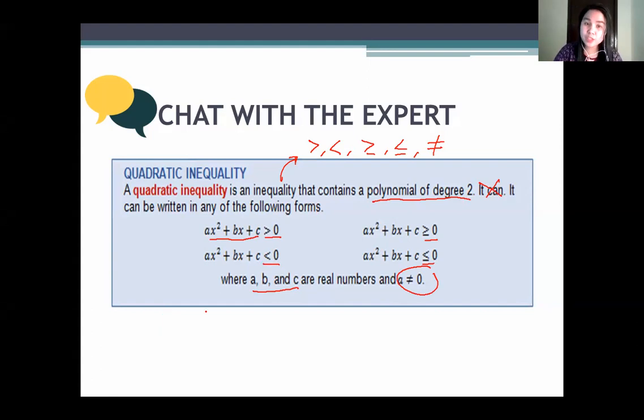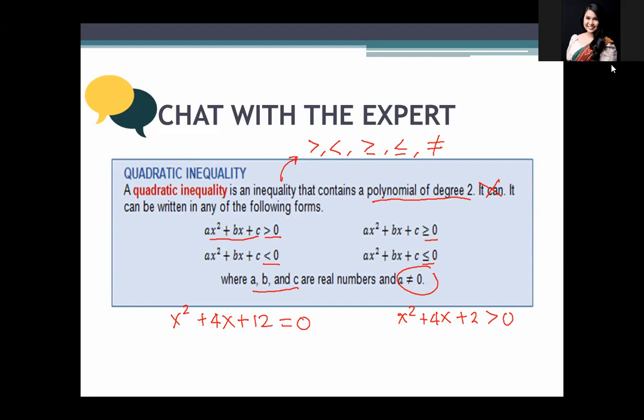So again, how is it different from a quadratic equation? If a quadratic equation is written as x squared plus 4x plus 12 equals 0, in a quadratic inequality, it can be written as x squared plus 4x plus 12 greater than 0. That is an example. Give me a minute for a while.